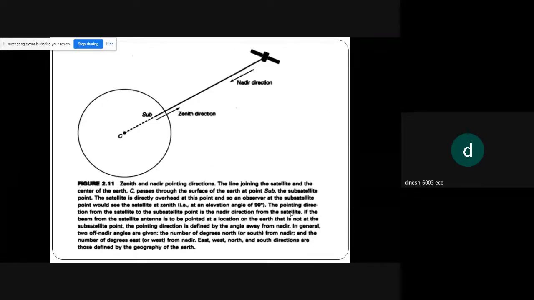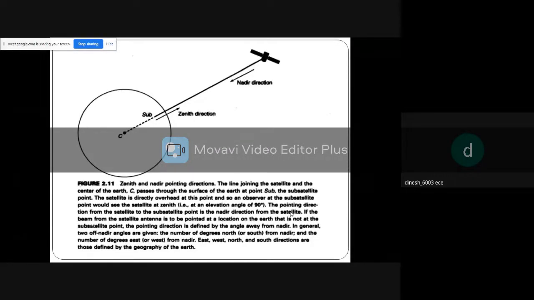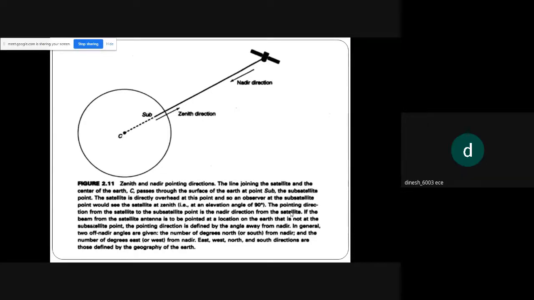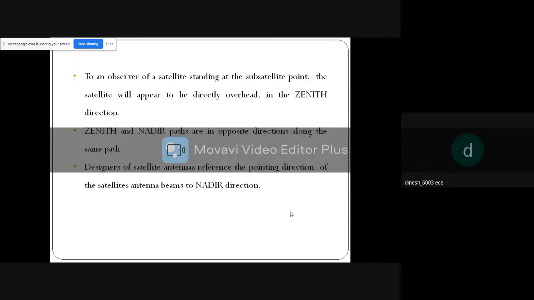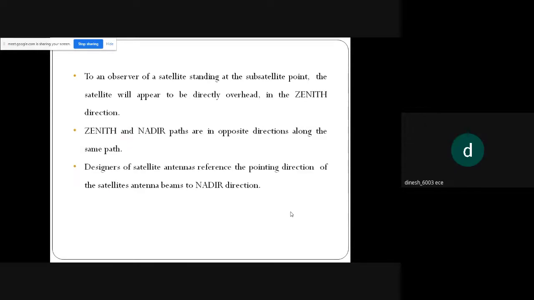When the satellite looks towards the center of the Earth, pointing at the sub-satellite point, we call it the nadir direction. And when from the sub-satellite point it looks towards the satellite, we call it the zenith direction. So in simple terms, for an observer standing at the sub-satellite point, the satellite will appear directly overhead in the zenith direction, and the zenith and nadir paths are always opposite along the same path.